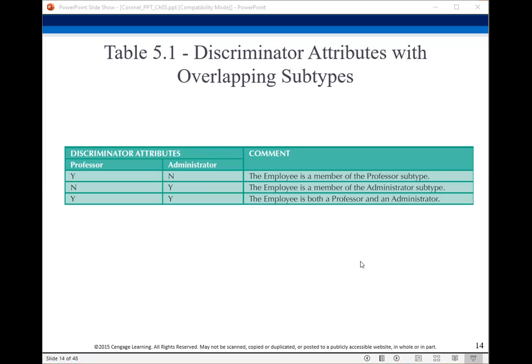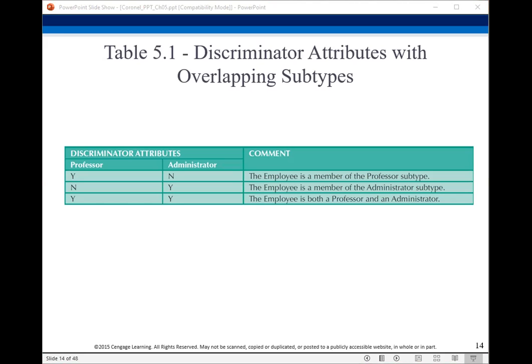So what is a subtype discriminator? Well, a subtype discriminator is an attribute in the supertype entity that's used to determine to which subtype the supertype occurrence is related. So for any given supertype occurrence, the value of the subtype discriminator will determine which type of subtype it is related to. For example, the employee supertype may include the employee type P to indicate a professor.